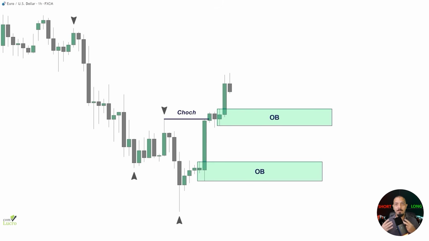If the price pulls back into any of these zones, we'll then zoom into the lower time frames to look for confirmation signals before taking a trade. So let's see how this plays out.